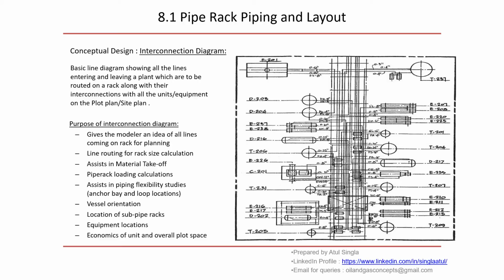Equipment location: we can always fix equipment location, because through this diagram we can understand the flow also, how many lines are entering from this side, entering toward this side, and exiting from the pipe rack. So based on that we can plan our equipment locations.